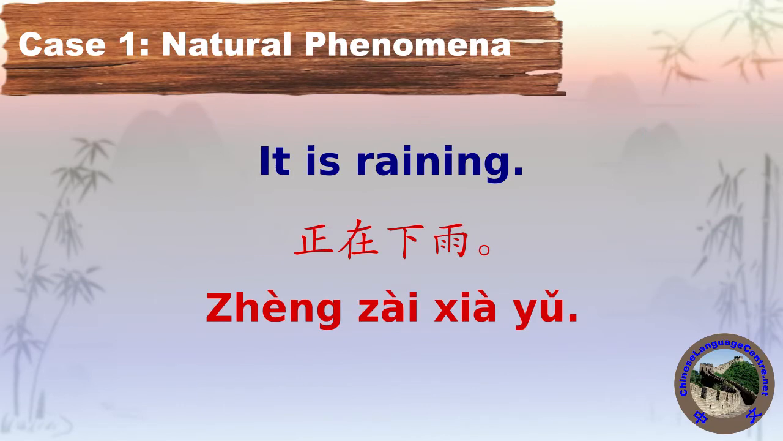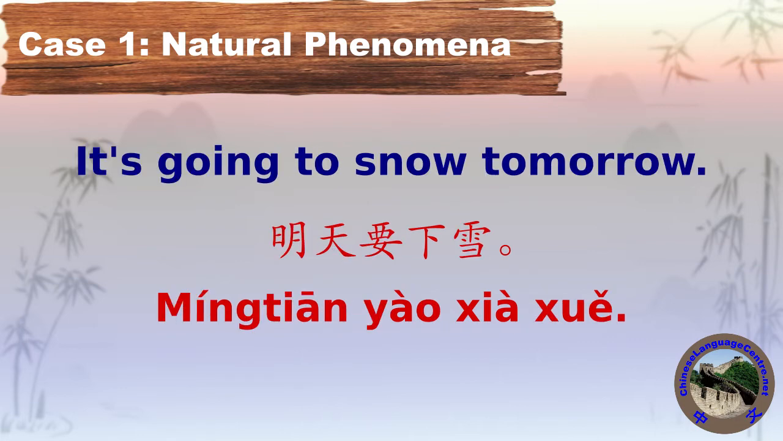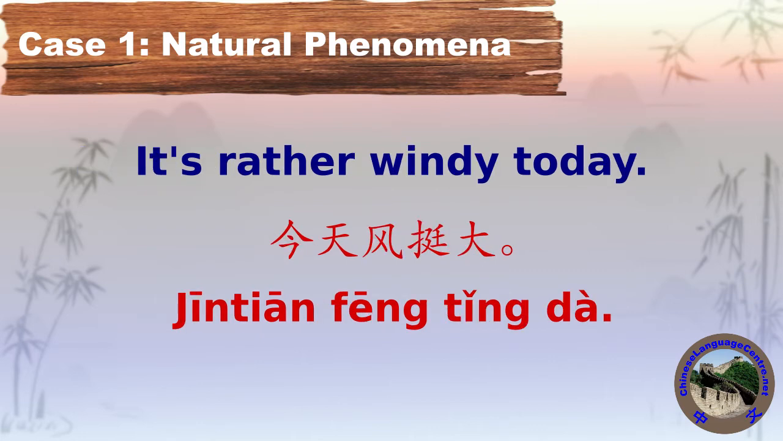In the first case, if we want to say it's raining, we just say 正在下雨, without 它. For the sentence, it's going to snow tomorrow, we just say, 明天要下雪. 明天 means tomorrow. 下雪 means to snow. If we want to say it's rather windy today, in Chinese we say, 今天风挺大.